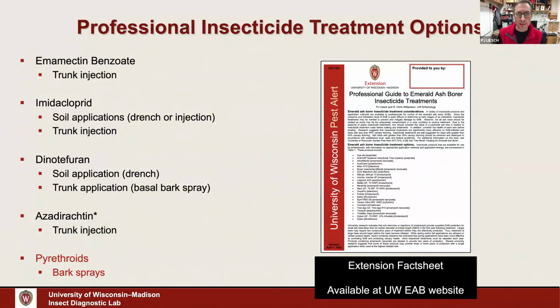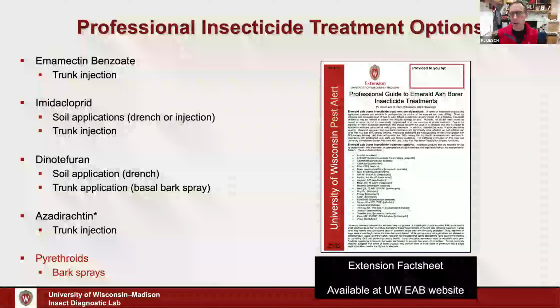Imidacloprid can also be applied as a soil injection or a trunk injection in some cases. Dinotefuran, this is a very water-soluble product. It can be applied as a soil drench, usually not though. It's more commonly applied as a basal bark spray. So they actually mix it up in a pump sprayer. They will spray it onto the lower portion of the trunk. It wicks through the trunk and then moves upwards into the tree. There's azadirachtin, which is technically an organic product delivered by trunk injection.